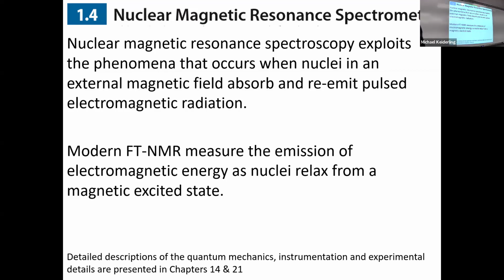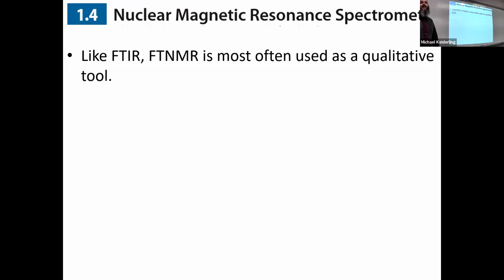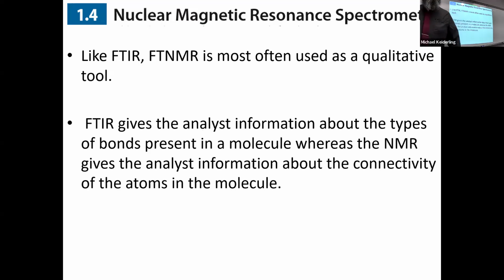And we'll go into all the details when we get to NMR. So you need to be in an external magnetic field, which is why in an NMR there's that big ring, which is a giant magnet. And like FTIR, NMR is mostly used as a qualitative tool. You can use it for quantification, but it's better at qualitative measurements. FTIR gives you information about the types of bonds present in a molecule.